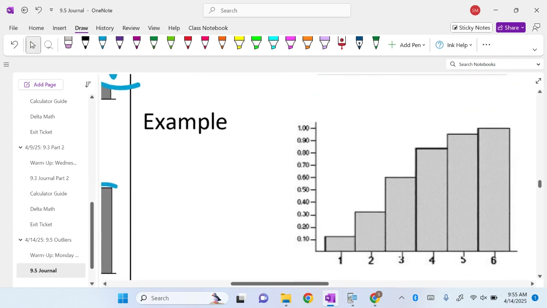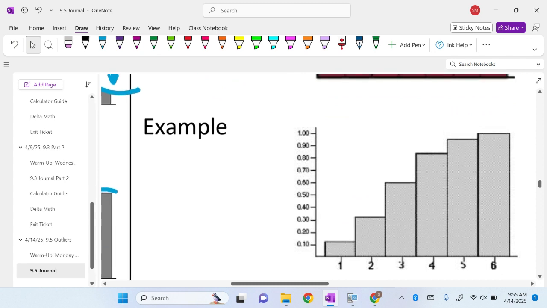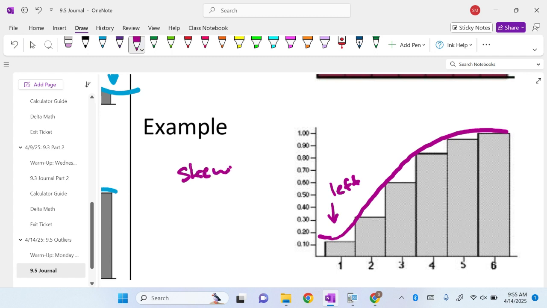What about this last example? Gary. Skewed left. Good. So if we drew the curve, the tail is clearly on the left, so it's skewed left.